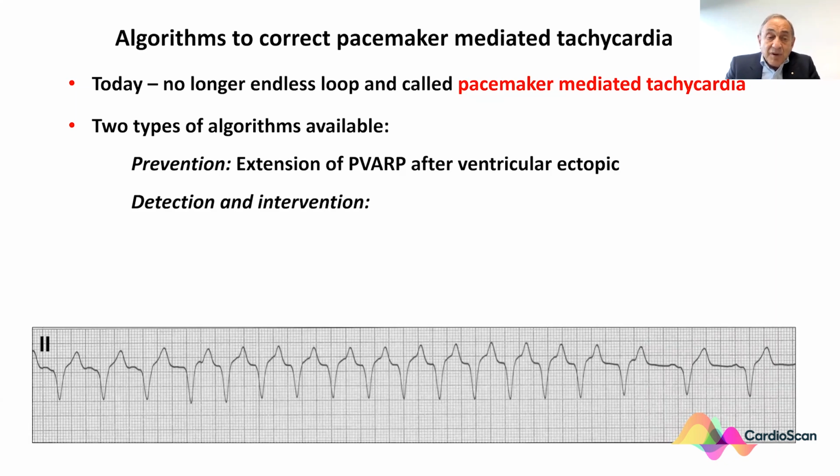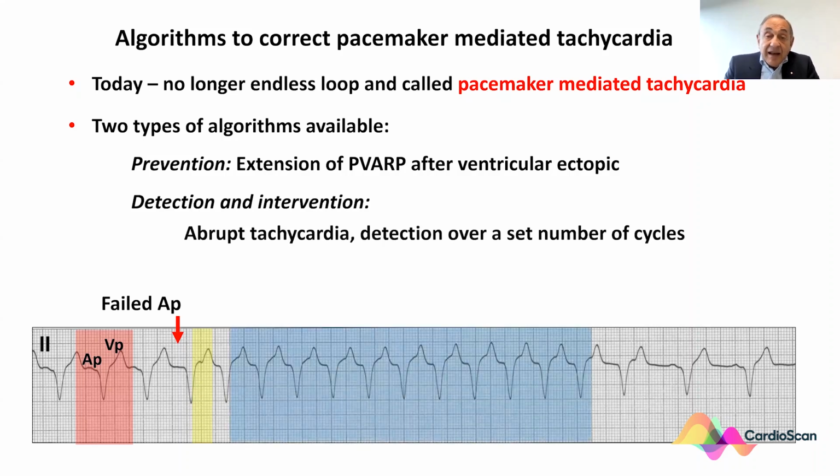Here is an example of this. We can see atrial pacing and ventricular pacing, and then there is a failed atrial pacing. As a result of this, there is a retrograde P wave, which can be seen with the red-yellow highlight, and this then sets up the tachycardia. It's set up for a number of cycles.